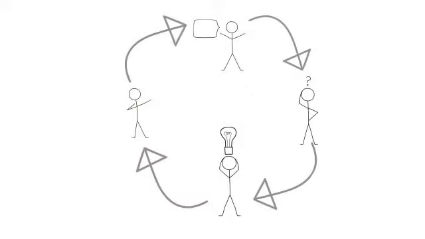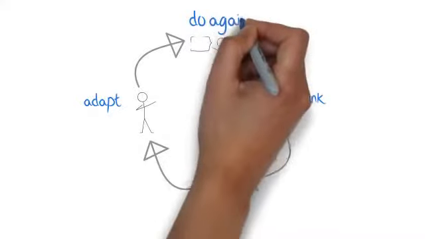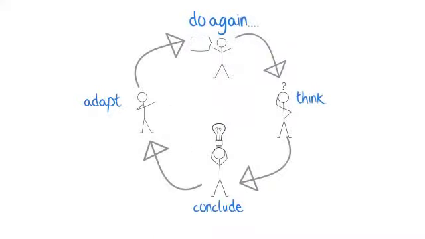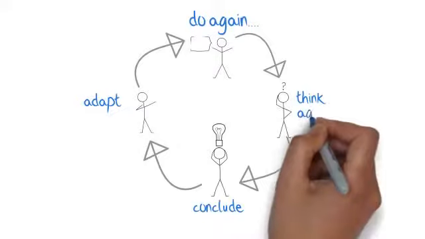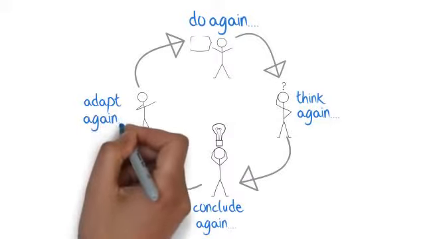And this is something that we can do in a cyclical way aimed at improving our teaching on an ongoing basis. So we do something in our teaching, then we think about it, we draw some conclusions about it, and in light of those conclusions we adapt. And then of course we do it again to see what happens as a result of our adaptations. And then we think about that new experience and we draw new conclusions and perhaps adapt once more.